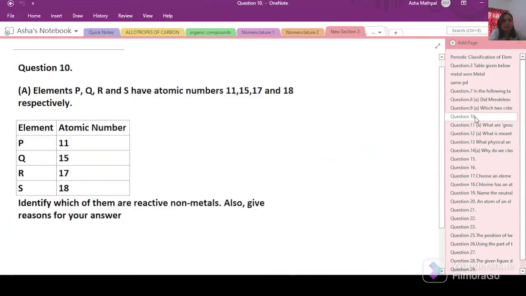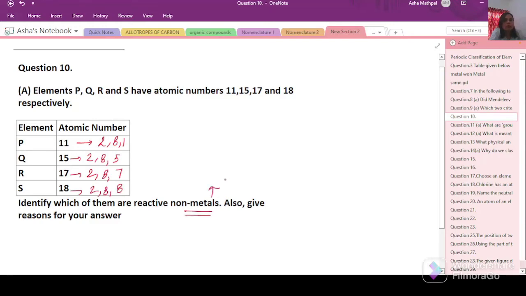Question number 10. Elements P, Q, R and S have atomic numbers 11, 15, 17 and 18 respectively. Identify which of them are reactive non-metals. Also give reason for your answer. So first of all, try to write their electronic configurations. It will be 2, 8, 1. It will be 2, 8, 5. It will be 2, 8, 7. It will be 2, 8, 8. So they are asking non-metals.